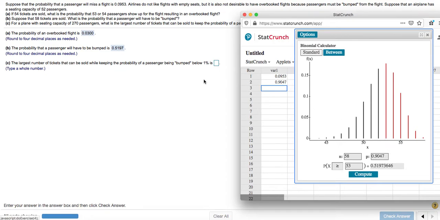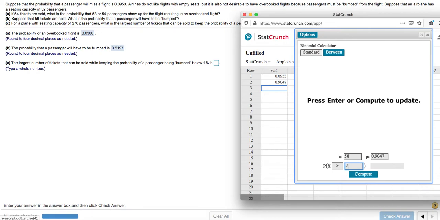So for starters, since the plane has a capacity of 270 passengers, you're going to start bumping somebody once you hit 271. So that's the number I'm going to put right here. It's going to be one more than 270. I'm not going to change this percentage because we're talking about people who show up. But what we want to figure out is the number that I would put here, the number of tickets that we can sell, so that the corresponding percentage, the probability, is going to be less than 1%.